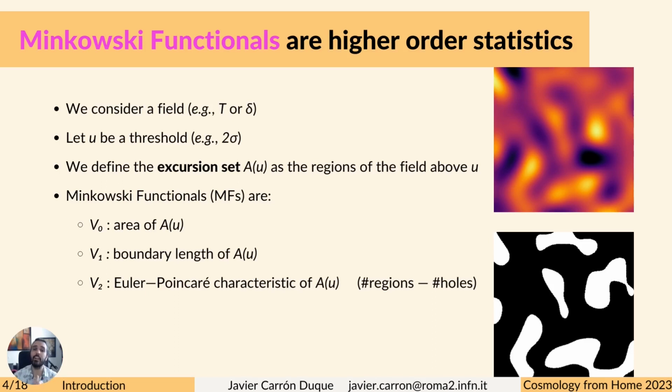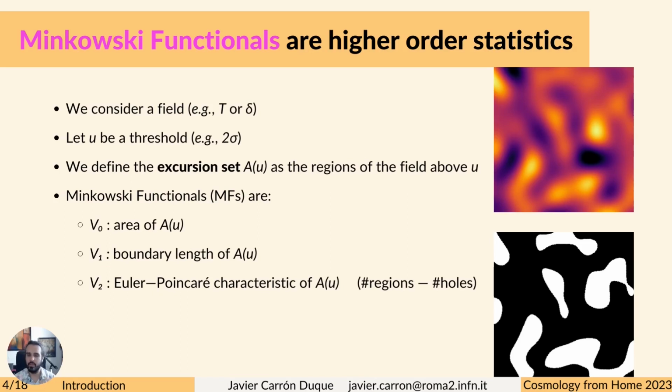Minkowski functionals are high-order statistics. This means that the information contained in the Minkowski functionals is independent from the information in the 2, 3, 4-point correlation functions. So there is always something else in this kind of statistics. So let me define them.